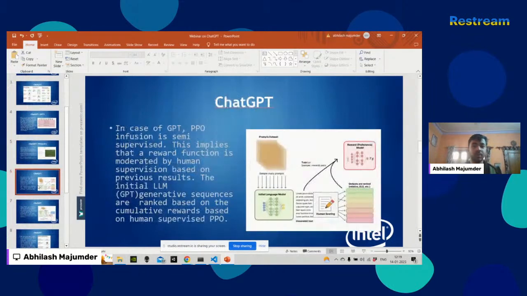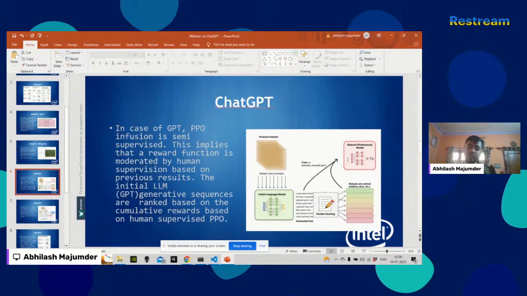So if we go below, then we have ChatGPT. Some important facts about ChatGPT: it involves the infusion of PPO, that is, proximal policy optimization, and it is semi-supervised, which means that the agent, let's say in your case you are the agent itself, is human supervised. Your PPO will try to understand that and give those particular weights back to your GPT network, so that it can replicate and produce more syntactically correct output sequences in the next training step. This implies that the reward function is moderated by human supervision on the previous results.